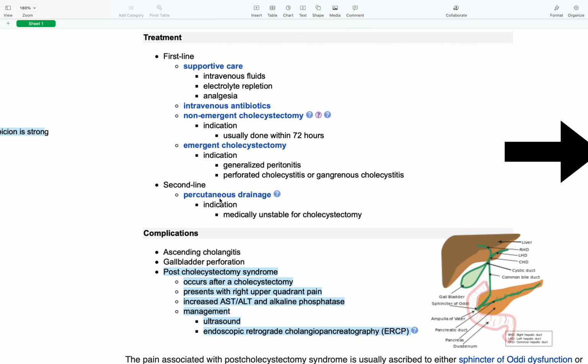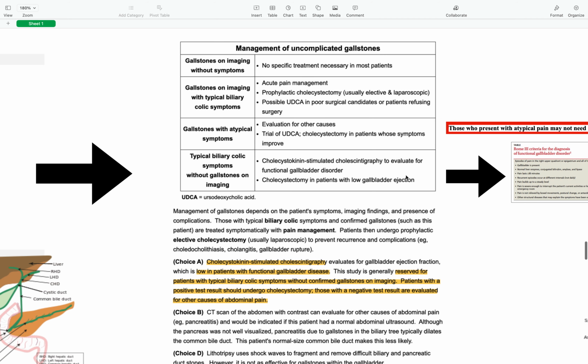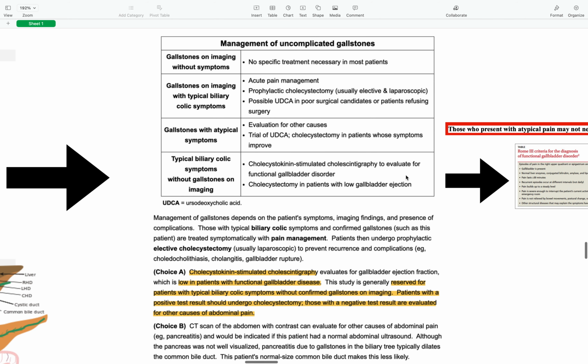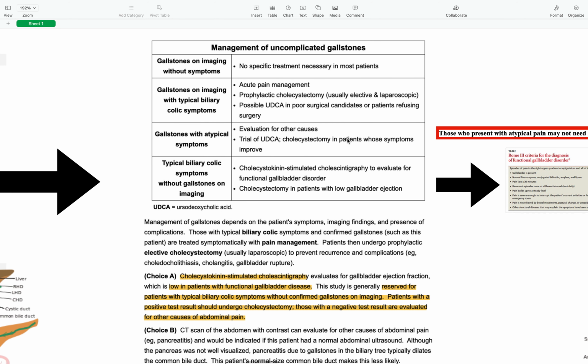Okay. So next up is this. Again, this is from UWorld, and so how would you manage a patient coming up with an uncomplicated gallstone? A gallstone on imaging without symptoms, you do nothing, okay? No specific treatment necessary in most patients.